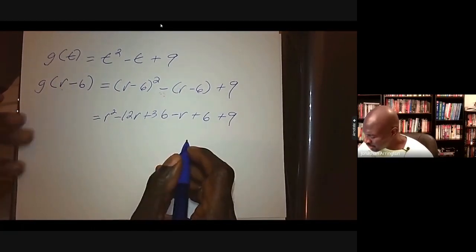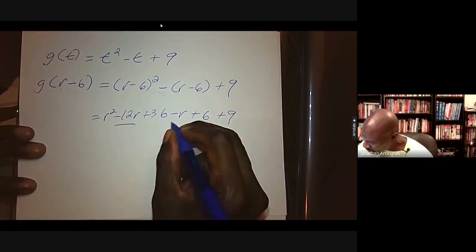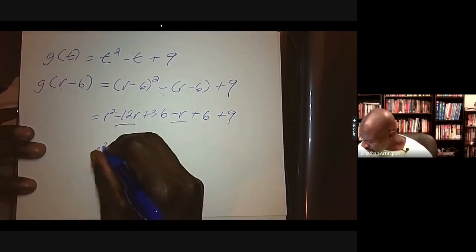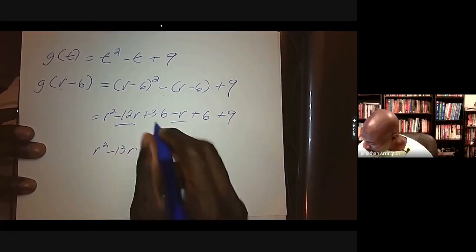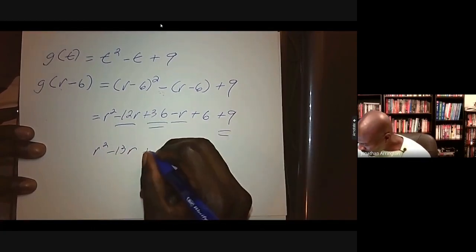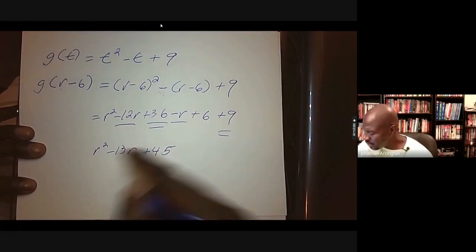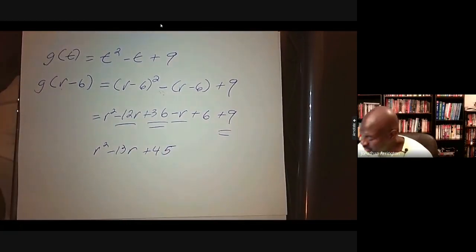But from here, of course, we're just going to combine like terms. We have a negative 12r and a negative r. That's going to give us negative 13r. And we have 36 and 9. That's going to give us 45. So our final answer is r squared minus 13r plus 45.